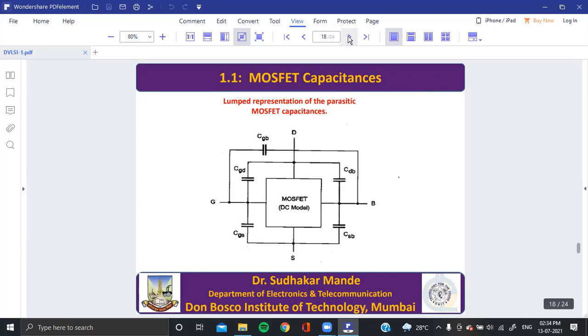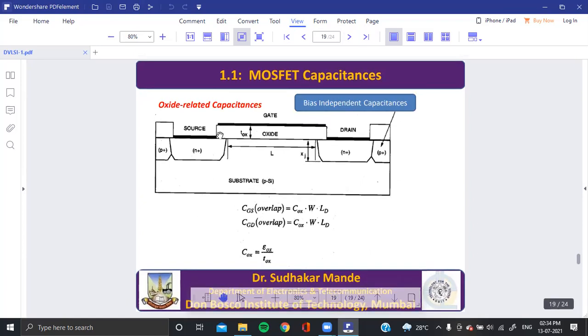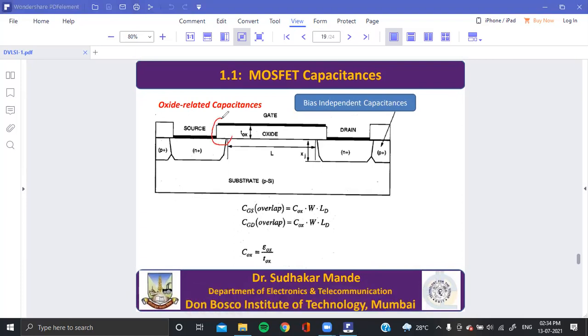So these capacitances are divided into oxide capacitance and junction capacitance. Now, oxide capacitances are of two types: one is bias dependent and the other bias independent. Now, if you see here, when there is a capacitance, the gate acts as one plate, and this N plus region acts as another plate. So there is an overlap capacitance, and this is called the gate to source overlap capacitance.